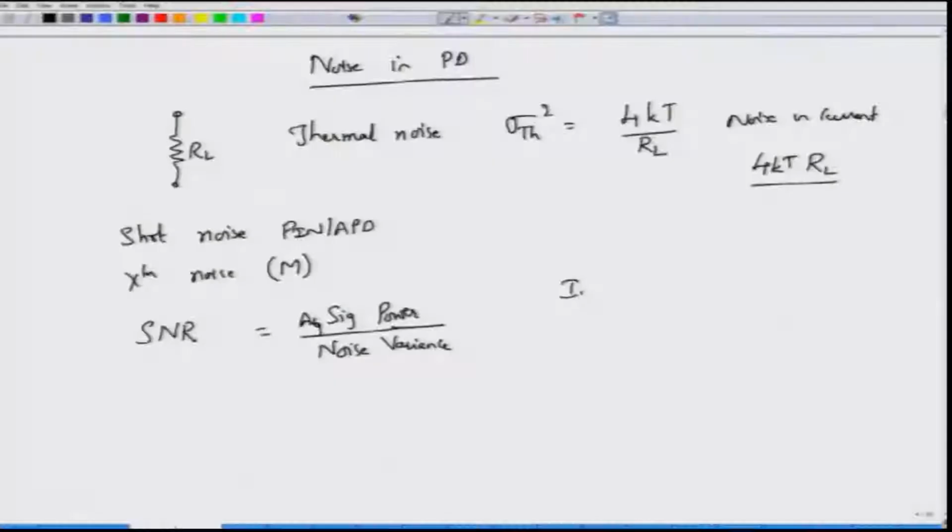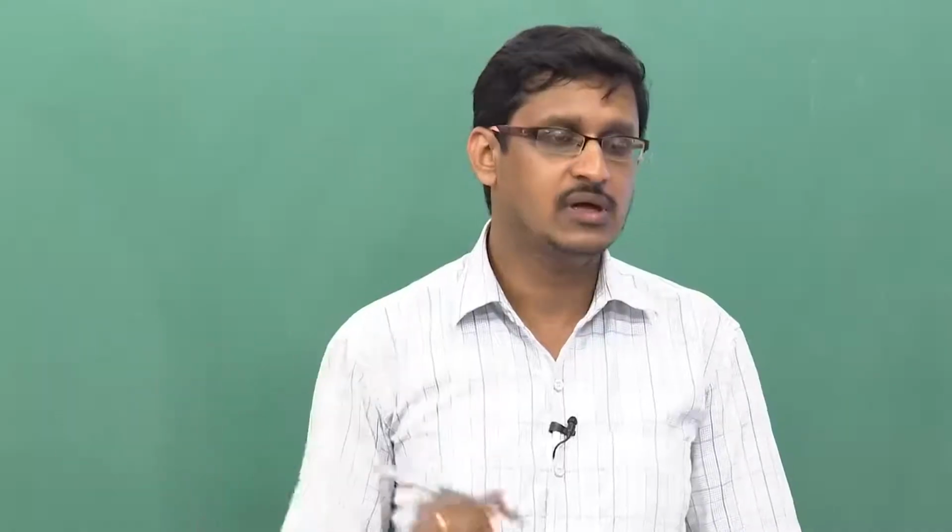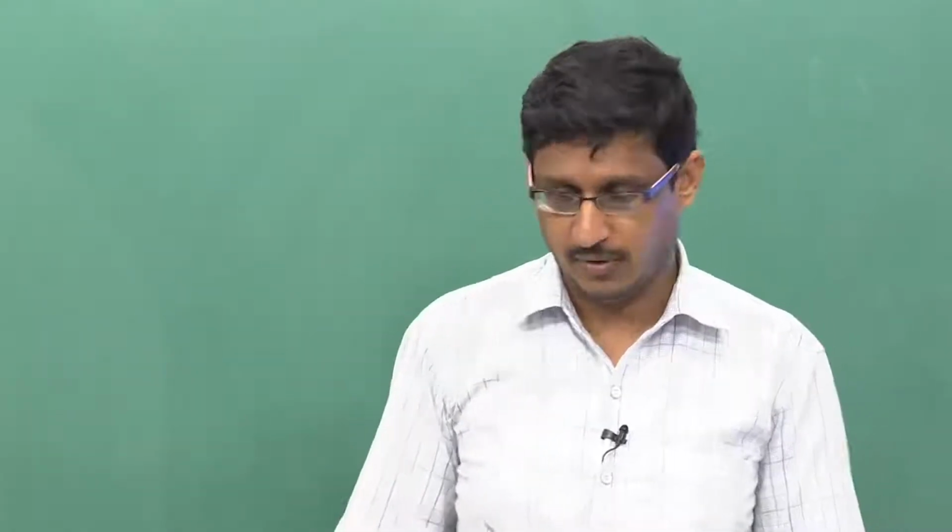If I have a photocurrent IPH, what would be the average power that is generated in a load resistor RL? Well, IPH square into RL would be my average power that is generated, assuming that this IPH is the RMS value. So, RMS IPH square times RL will give you the average signal power.